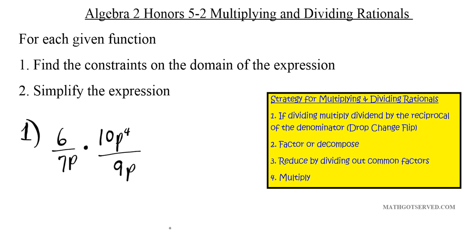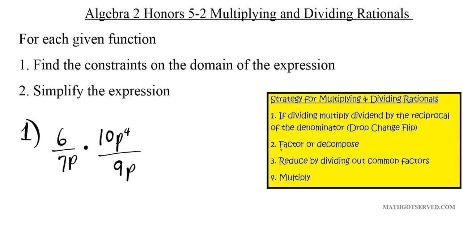Now, the strategy we're going to be using to carry out these steps is enumerated for us in this box to the right. So first thing you want to do when you're multiplying or dividing rational expressions, first of all, you want to multiply the dividend by the reciprocal of the divisor if you were dividing. That procedure is commonly known as drop, change, flip. You drop the dividend, change the division to a times, and then you reciprocate your divisor.